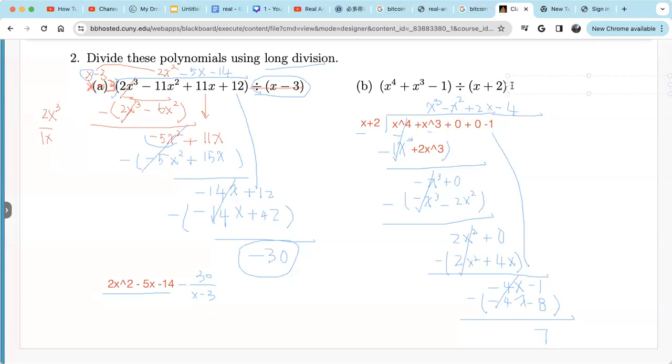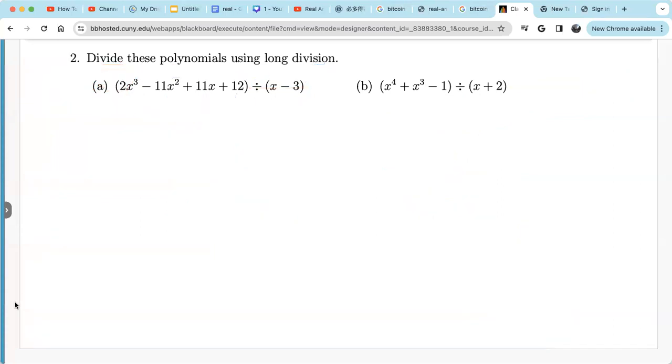We write equals the quotient x cubed minus x squared plus 2x minus 4. How do we write our remainder? We have to write plus 7 divided by the divisor, x plus 2. This is to show 7 is the remainder. Okay.